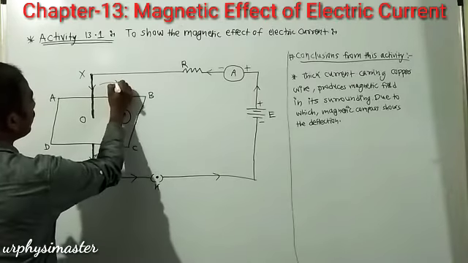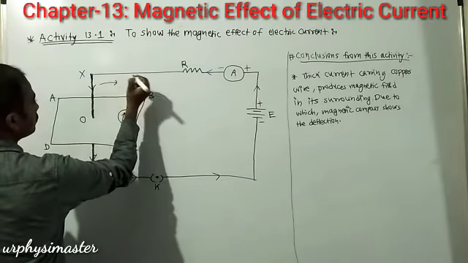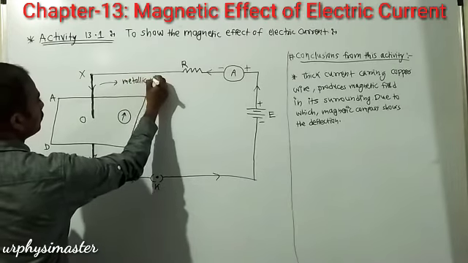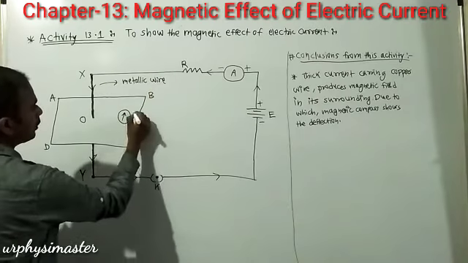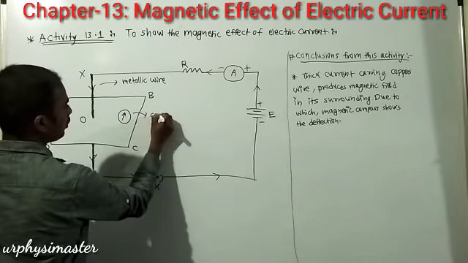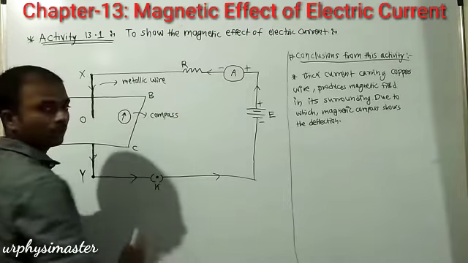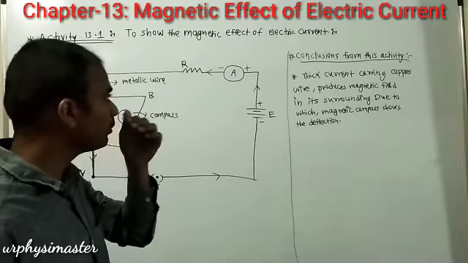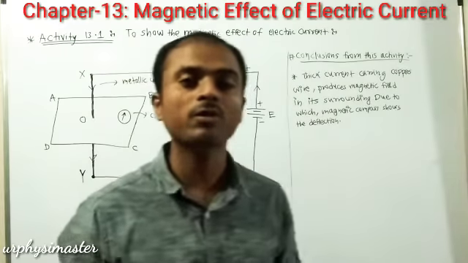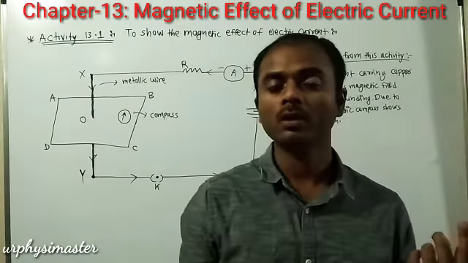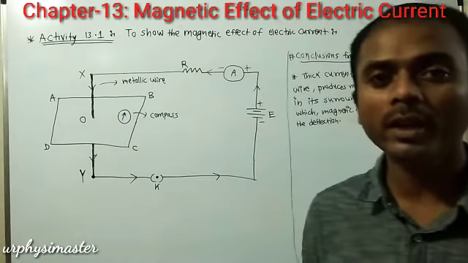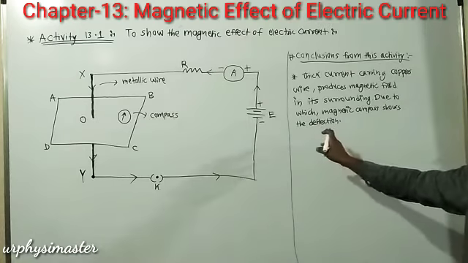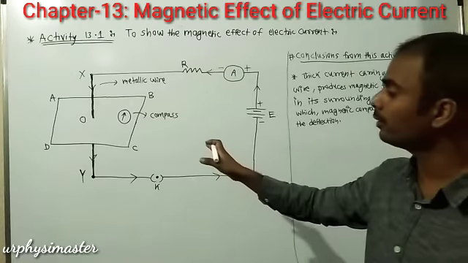So this we can name as metallic wire. This is compass or magnetic needle. Okay, right? So this effect of producing magnetic field in the surrounding of current carrying wire is called the magnetic effect of electric current. How can we understand this from this activity?